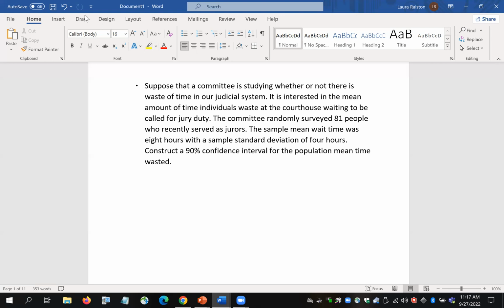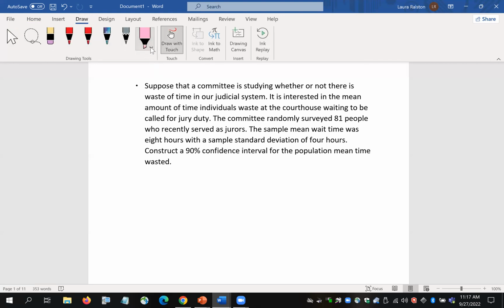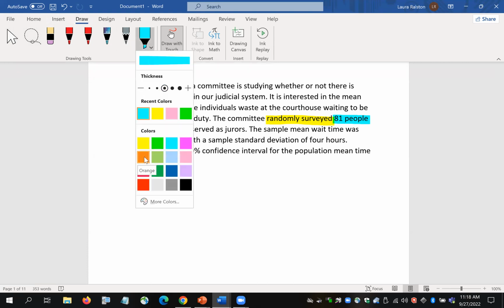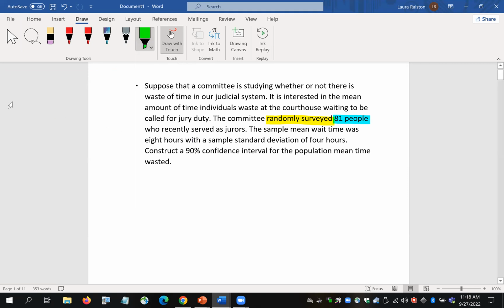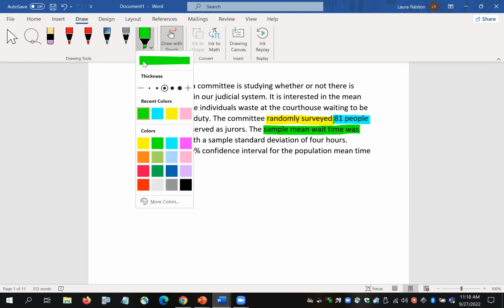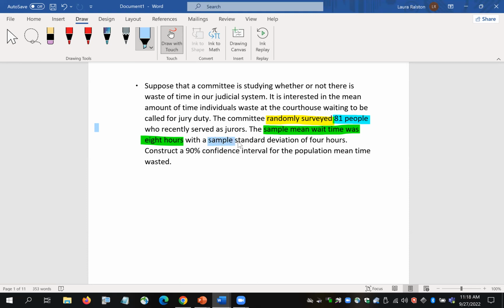So one of the things that I notice as I'm reading this particular scenario, and again, it's important you read it slowly and carefully, is that if we check our conditions, it does tell us that we randomly surveyed the people. So that lets me know that I have that simple random sample. And it tells me I surveyed 81 people, which means I have a sample size greater than 30. So I've met the two conditions. It continues on and gives me the sample mean wait time, which was 8 hours. It gives me the sample standard deviation of 4 hours.